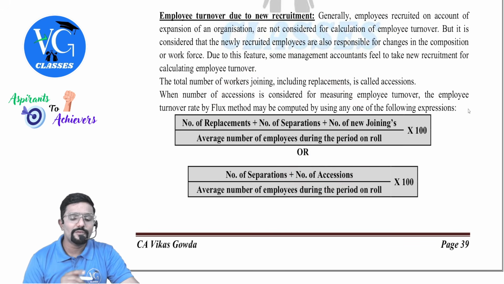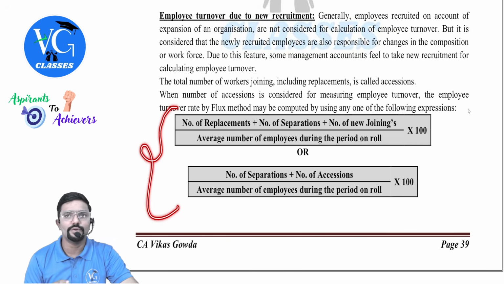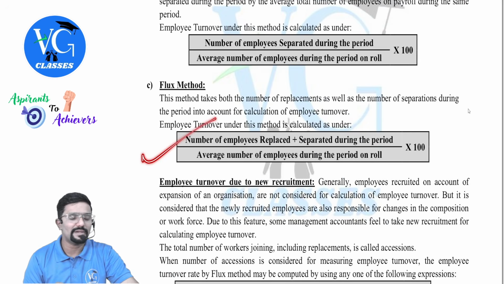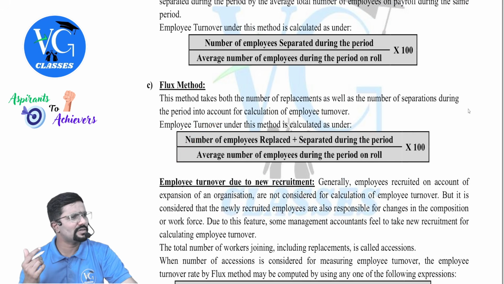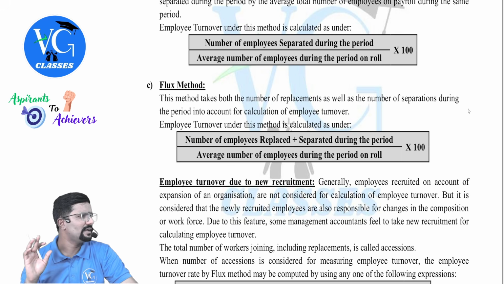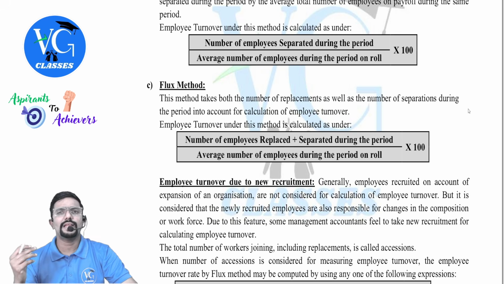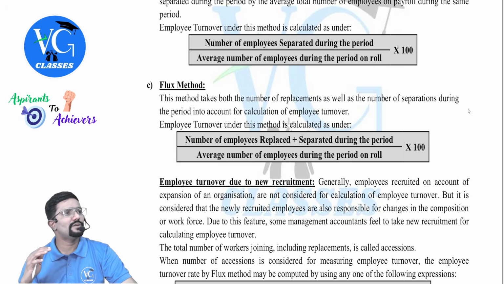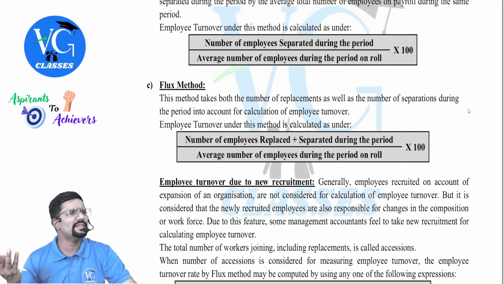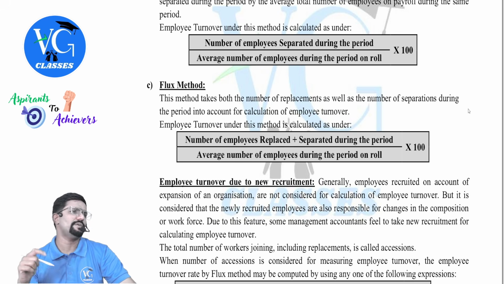And please be careful. Only if the question asks for this you do it. If not, go by the earlier formula. They would have asked in the question, or they would have given a hint somewhere telling to calculate labor turnover by flux method, considering the number of accessions or total number of new employees. Only then you calculate it. If not, sir, I want to be safe, sir. Can I calculate by using both formulas in the exam if I have time? Yes, you can do it.